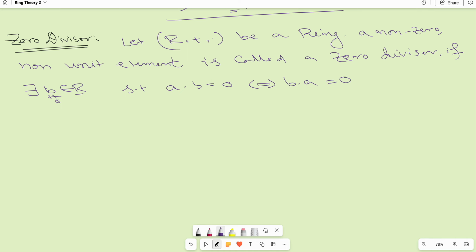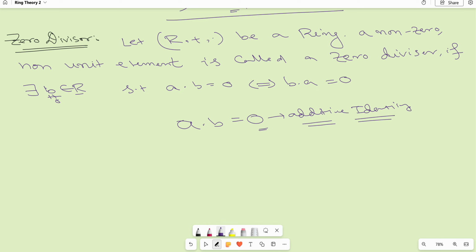So if for any a, you get any b which is non-zero, but a · b is giving 0, where 0 is the additive identity, the identity with respect to the first operation, addition, not the multiplicative identity, then we definitely say that a is a zero divisor of the ring R, right?